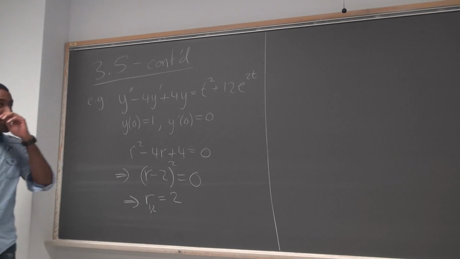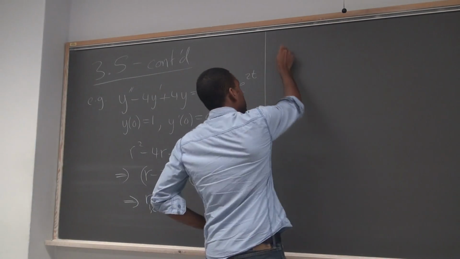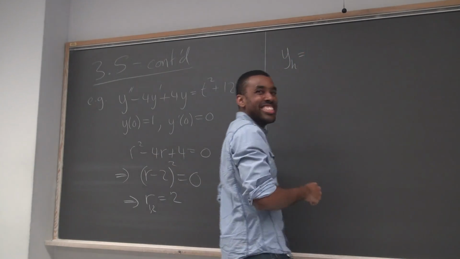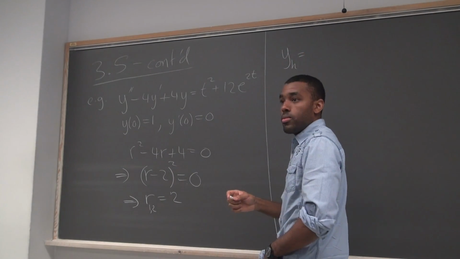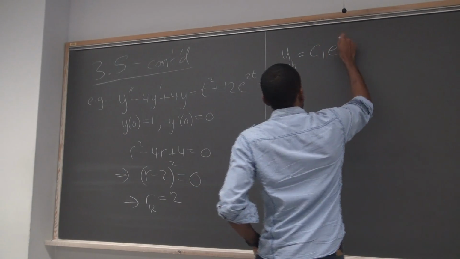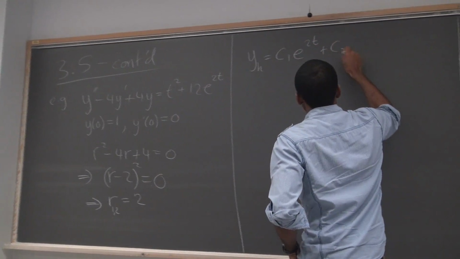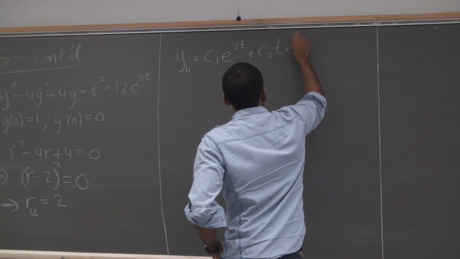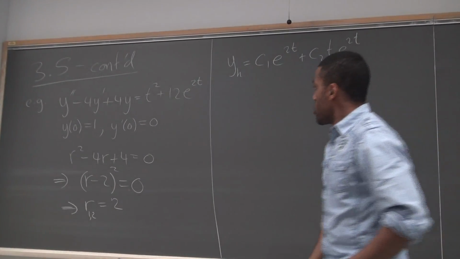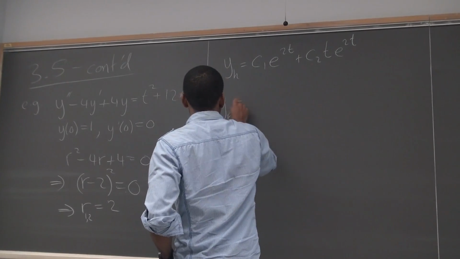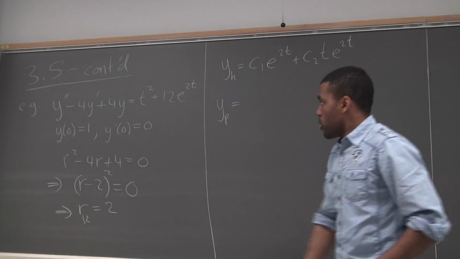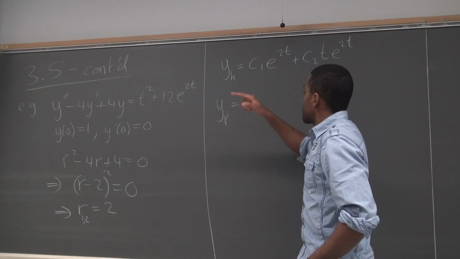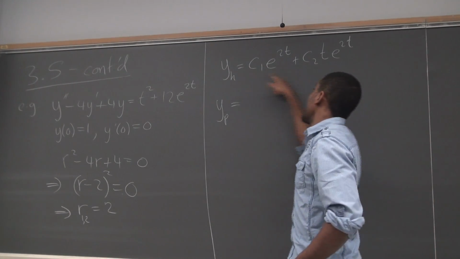Well, it's a repeated root, right? So what is our homogeneous solution? t e to the 2t. Right. Okay, good. So now we are going to want to pick our yp. So remember, what do we want? We want it to look like this, but not look like anything here.